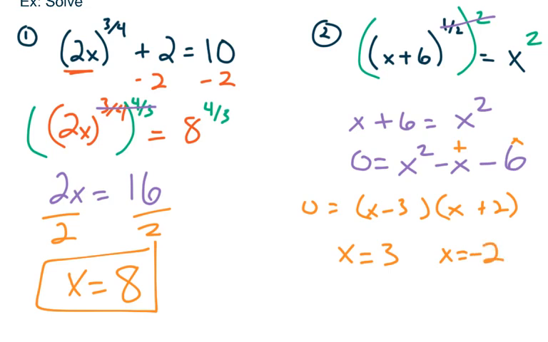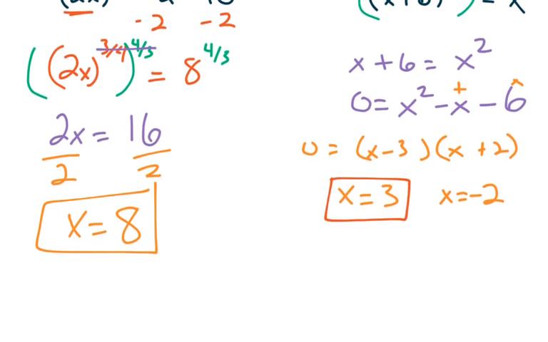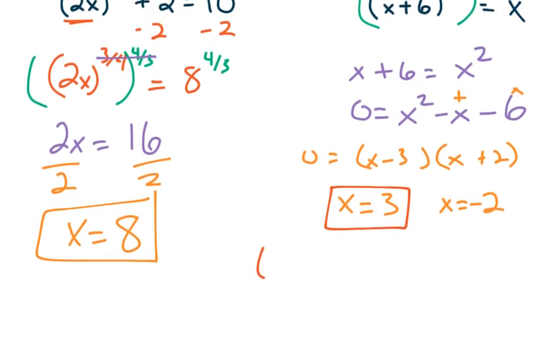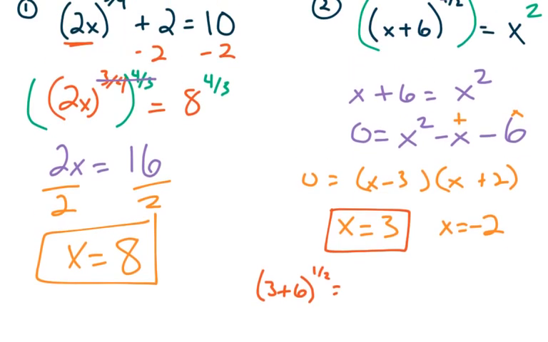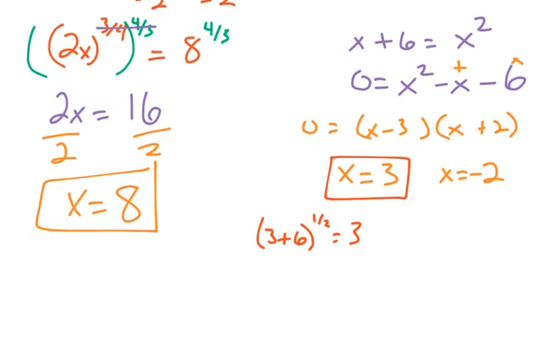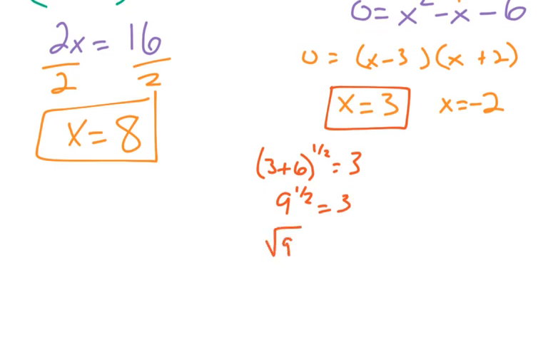Once we get our solutions, let's go back and do some checking. Let's start with the x value of 3. So it's going to be 3 plus 6 to the 1/2 power, and we're going to see if that's equal to 3. 3 plus 6 is 9. 9 to the 1/2 power is the same thing as the square root of 9. So the square root of 9 is equal to 3, and that one checks out. So 3 is one of our solutions, and it might be the only solution.